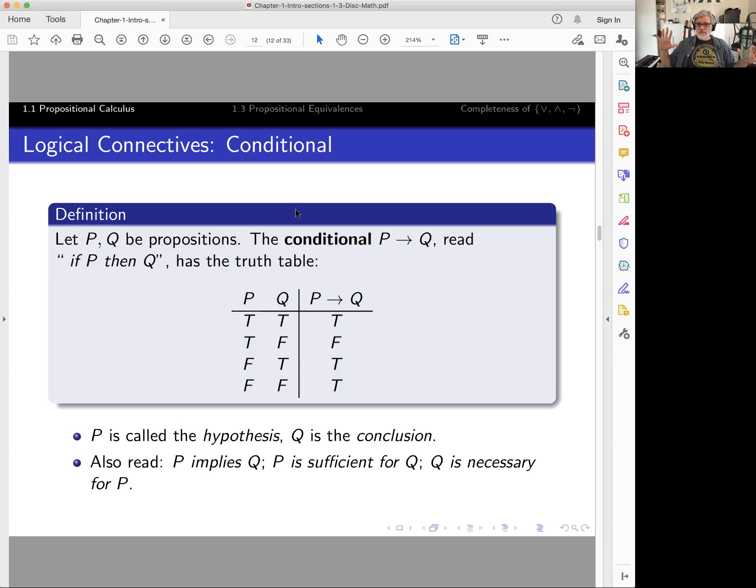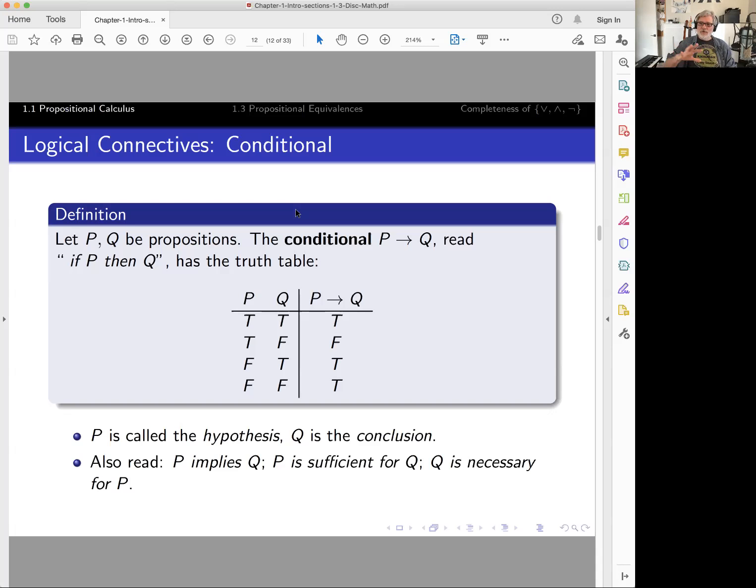Okay, the conditional. This is super important and perhaps not as familiar as everything we saw up to now. So I have two propositions, P and Q, and I create a new proposition, the conditional. There are many ways of reading this. The standard ways are if P, then Q, or P implies Q. And it has the following very strange looking truth table. If P then Q is almost always true. It's false only in one instance, when P is true and Q is false.